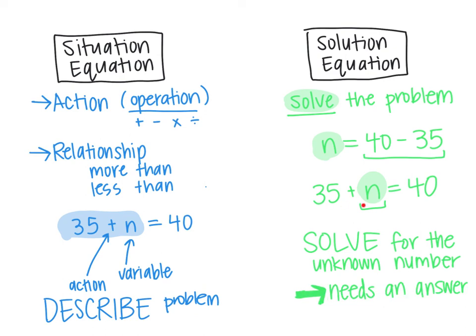This means that if you did use this for your solution equation, you also need an answer. So you also need to let us know that n equals 5. For a situation equation, you don't need that because you're not finding the solution. If you are finding the solution, you need to solve for the variable.